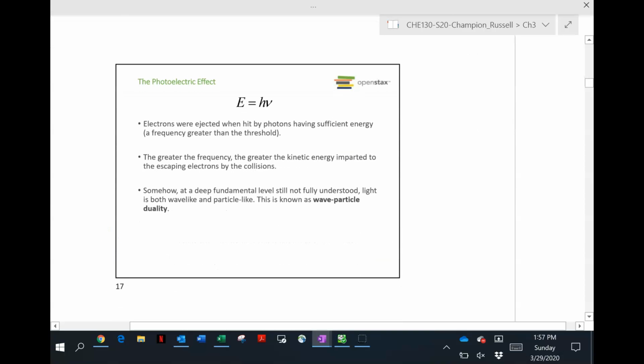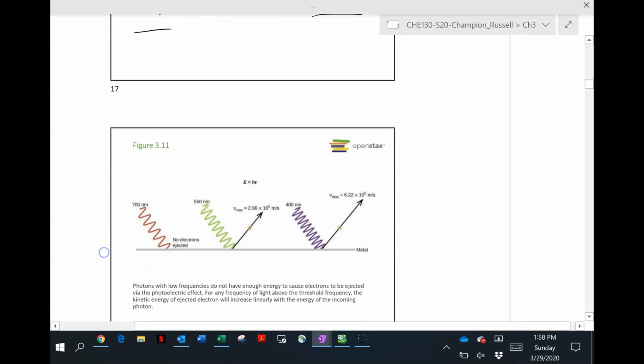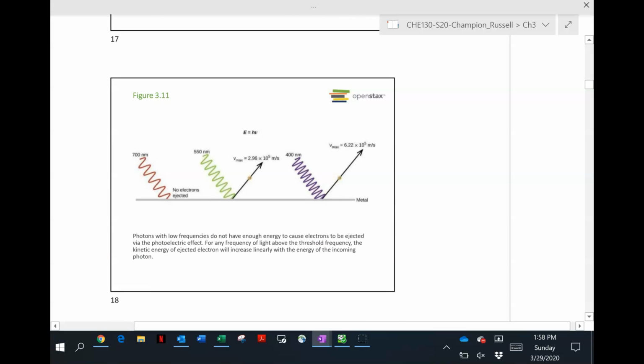So here's a summary again of this idea. As the view of light as a particle was growing, at the same time there were other phenomena of light that had to be explained by evoking a wave idea. That led to the idea of wave-particle duality: we don't know what light really is, but sometimes it acts like a wave, sometimes it acts like a particle. And so here is the figure. This is figure 3.11 in your book, that explains this ejection of light. And you see 700 nanometers.